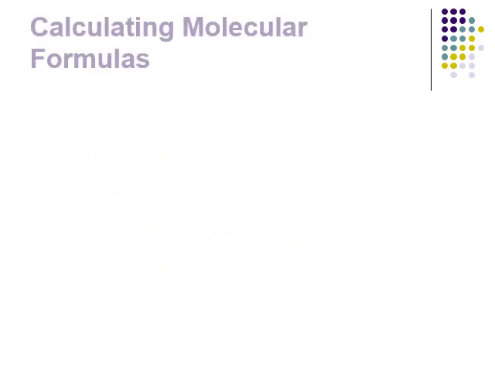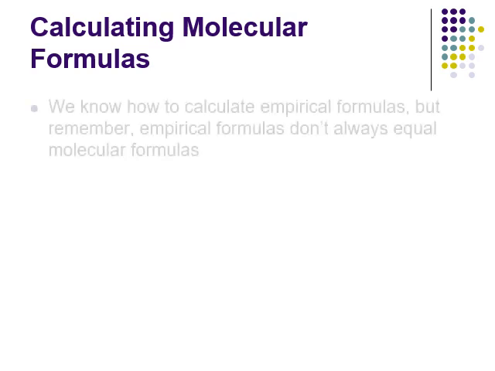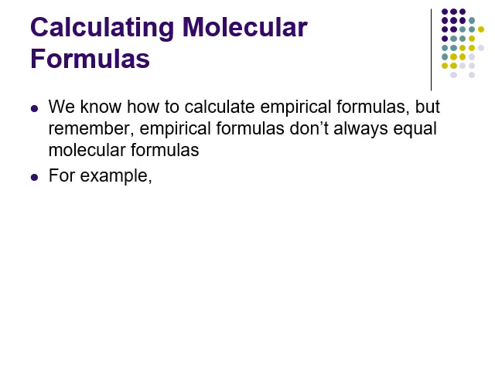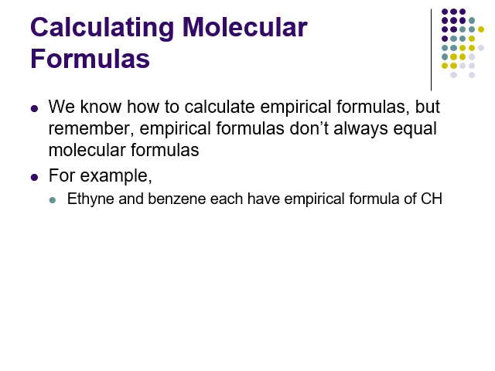Okay, we are almost done with this chapter. So now we're going to move on to the last step. So we've made a compound in the lab. We found its percent composition. We found its empirical formula. Now we're going to see how to transition from the empirical formula to the molecular formula. And again, the issue is that multiple compounds can have the same empirical formula.